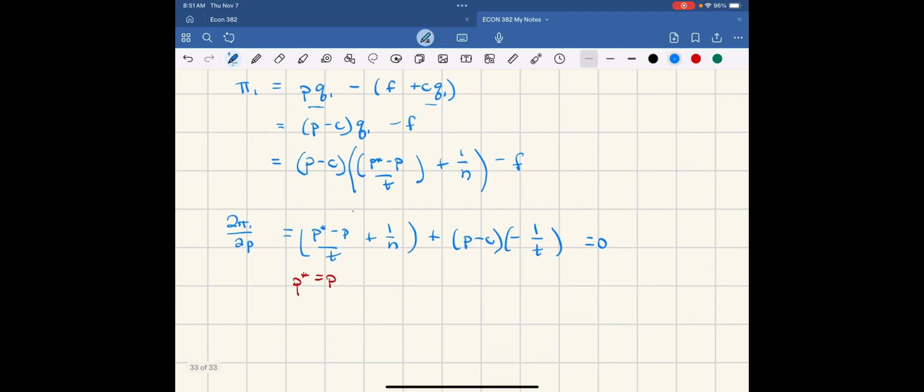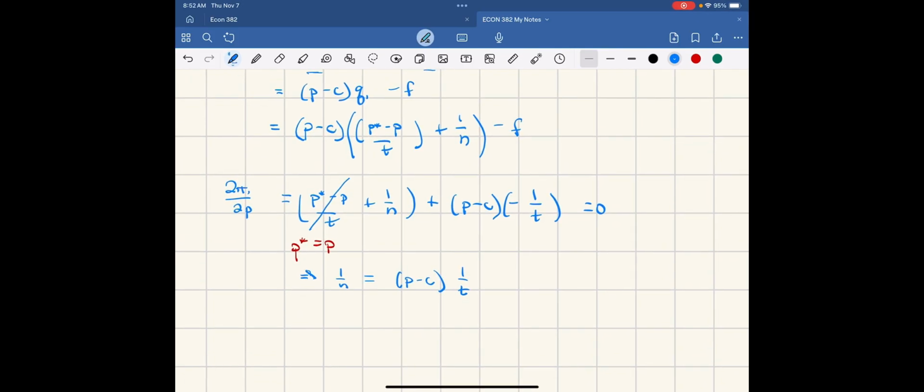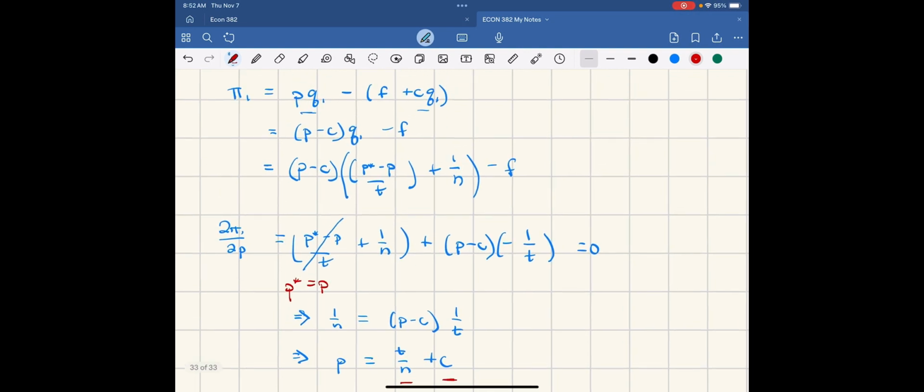So now this term will cancel out, and we're left with 1 over n equals p minus c, times 1 over t. And then we solve that out to get p is equal to t over n plus c. Once again, we have our marginal cost plus our markup, a characteristic we get in monopolistic competition. So that's how we'd find p.